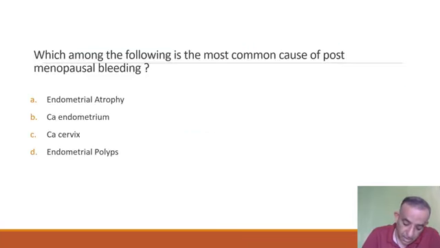Which among the following is the most common cause of postmenopausal bleeding? Now, this is a hot shot topic. Postmenopausal bleeding, what is the most common cause? And these are the choices. There's endometrial atrophy, carcinoma endometrium, carcinoma cervix, and endometrial polyps.